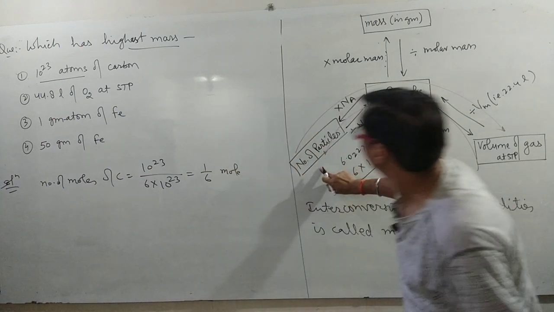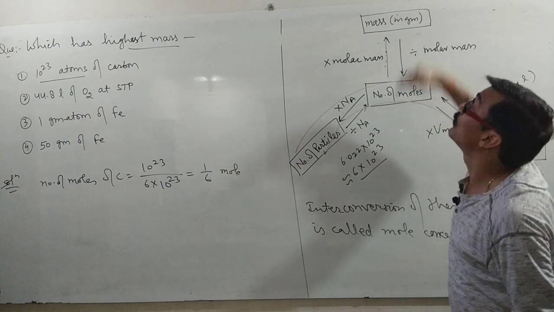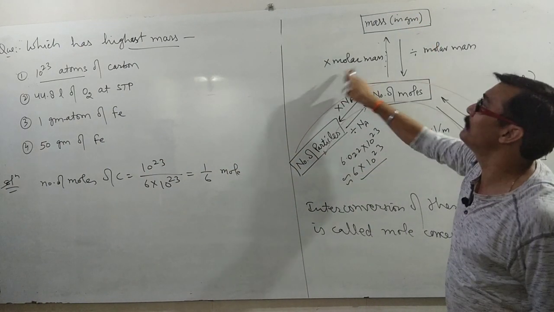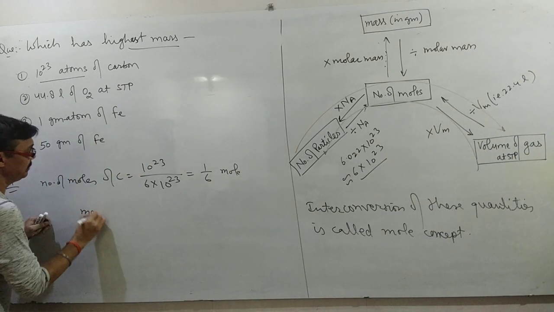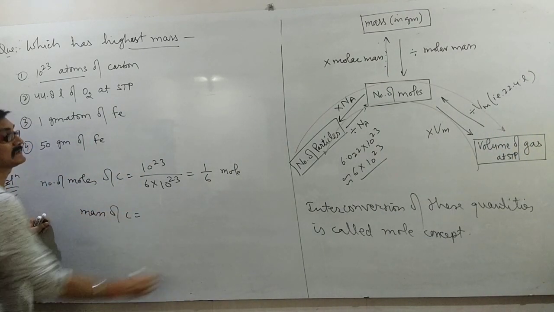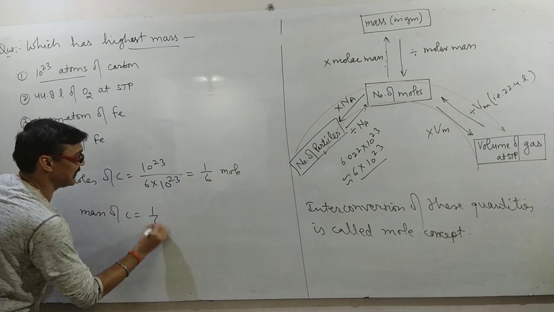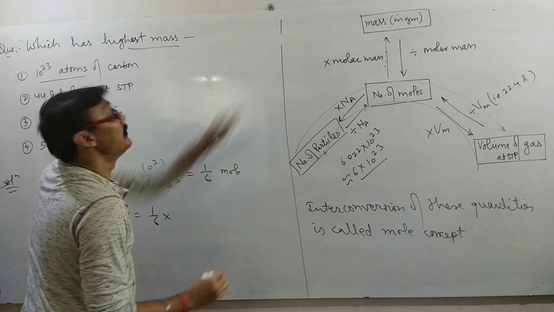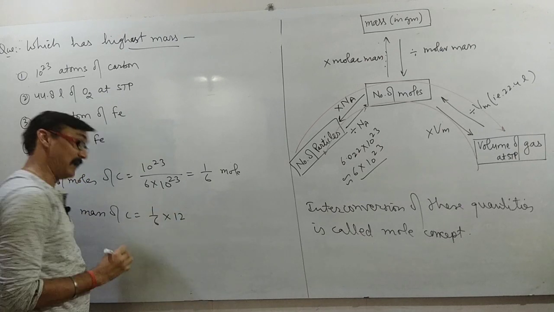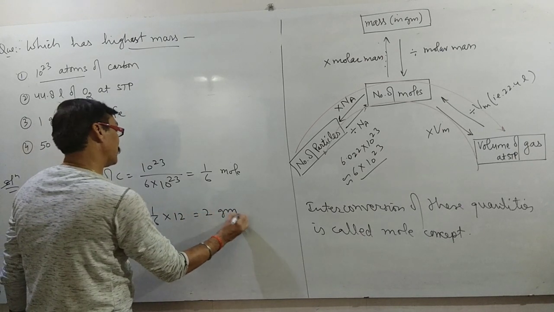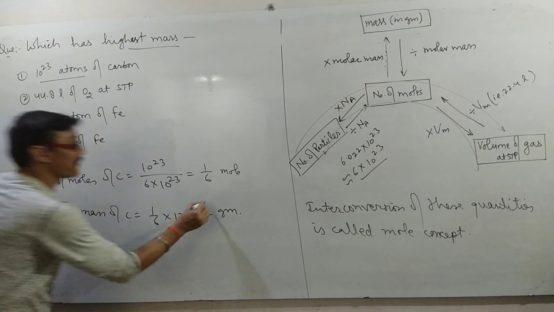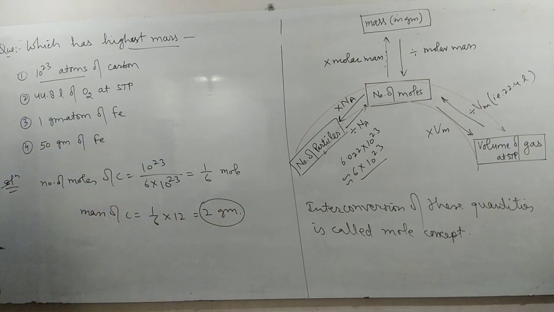Now mole can be changed into mass by multiplying molar mass. So mass of carbon is number of moles 1 by 6 into molar mass. Molar mass of carbon is 12 gram per mole, so it is 2 gram. The mass of carbon is 2 gram.